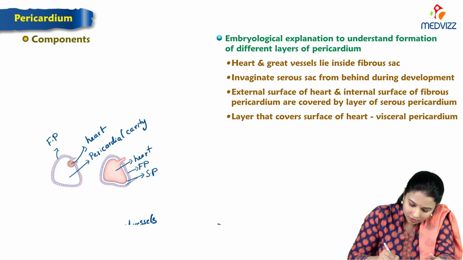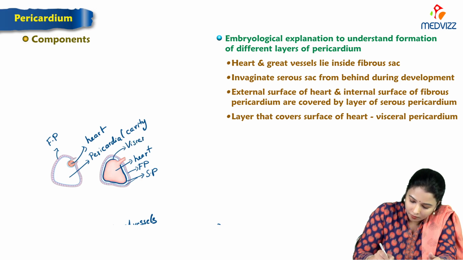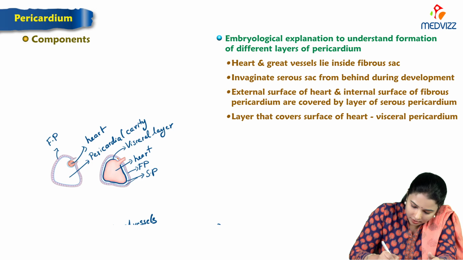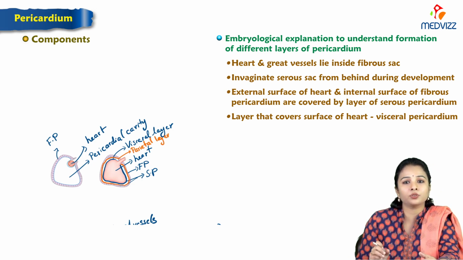So the one which is along the heart, this is the visceral layer. On the other side, which is along the fibrous pericardium, this is the parietal layer. So I hope it made it easier for you to understand.